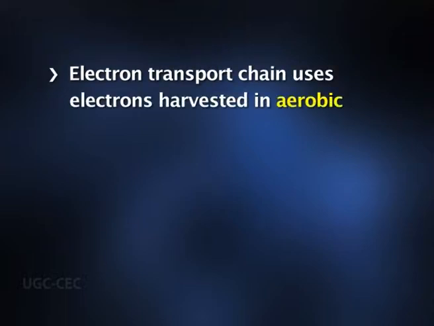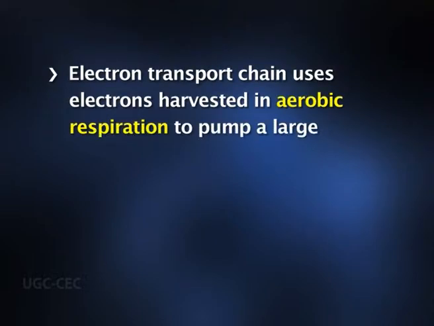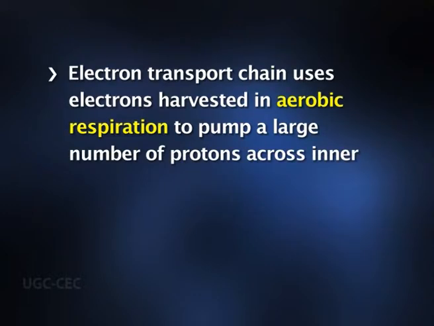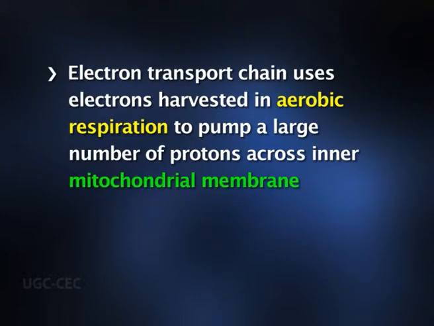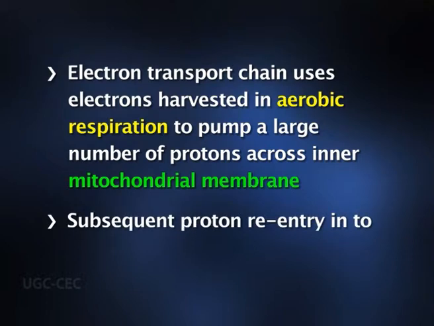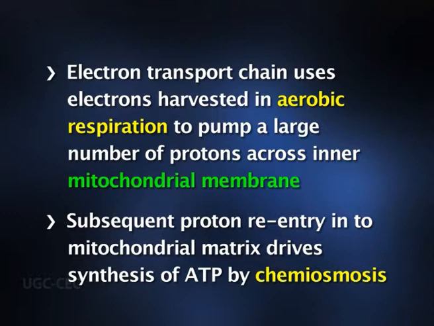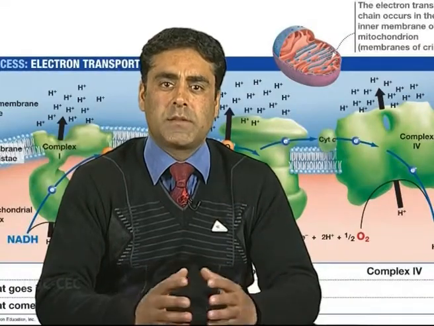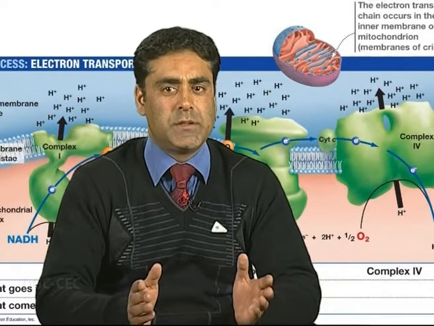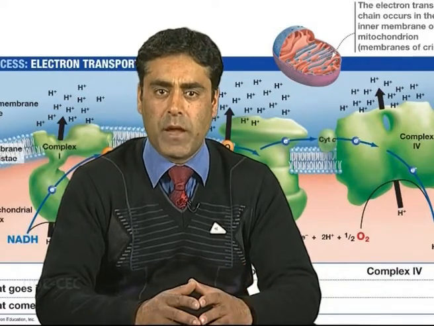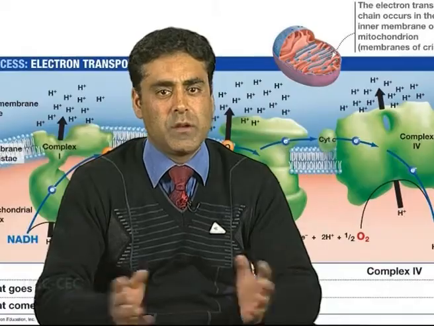Thus, the electron transport chain uses electrons harvested in aerobic respiration to pump a large number of protons across the inner mitochondrial membrane. Their subsequent re-entry into the mitochondrial matrix drives the synthesis of ATP by chemiosmosis. The chemiosmotic model suggests that one ATP molecule is generated for each proton pump activated by the electron transport chain.